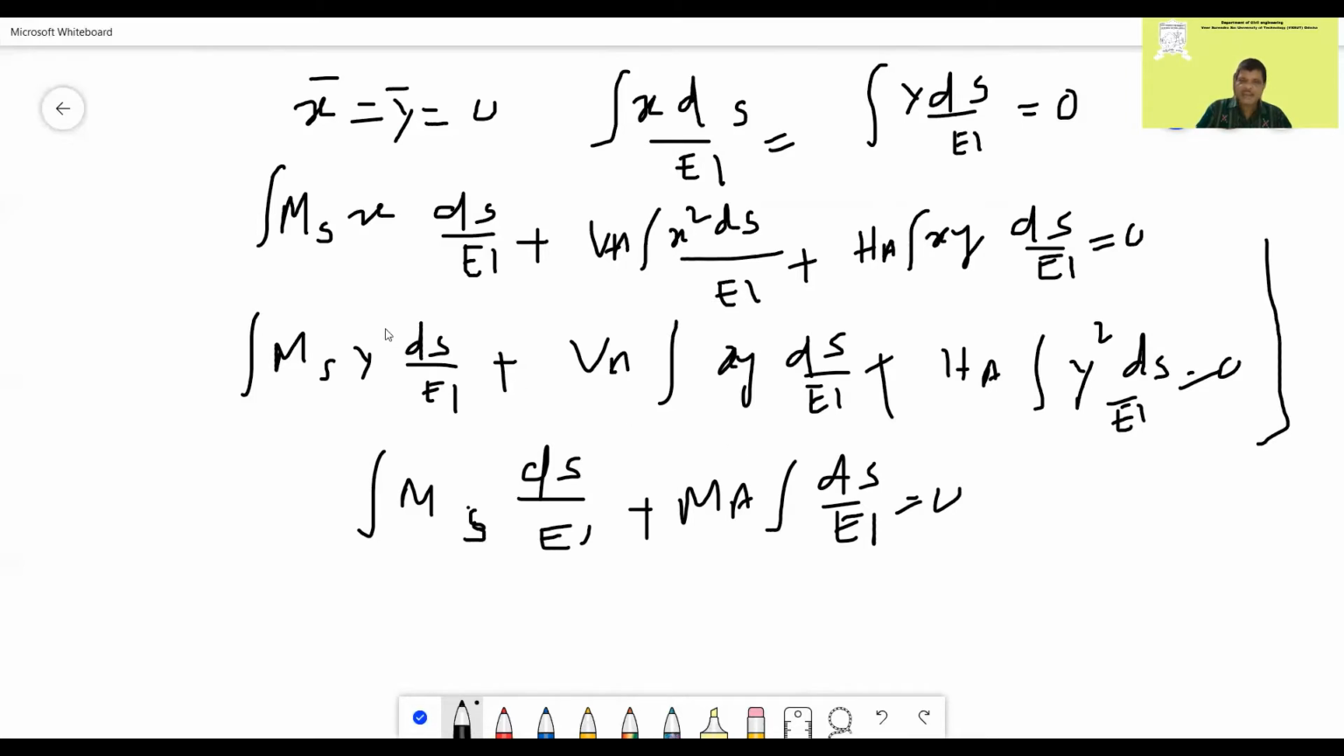Now, if you are finding this energy, del U by del V, del U by del H, and del U by del M, that is equal to 0. We will find these three equations. Okay. Now, let us go to this.